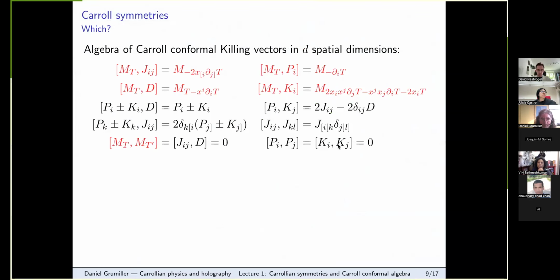All right. Now, let's delve a bit more into detail of Carroll symmetries. There's a bit of a zoo of possible Carroll conformal algebras. So which one should you use?